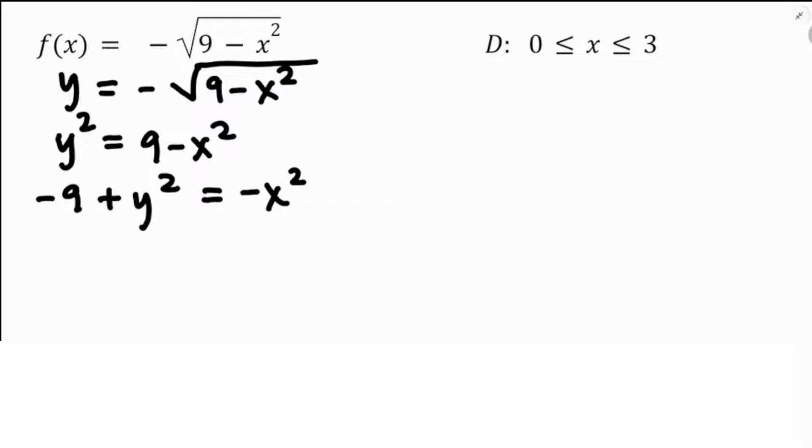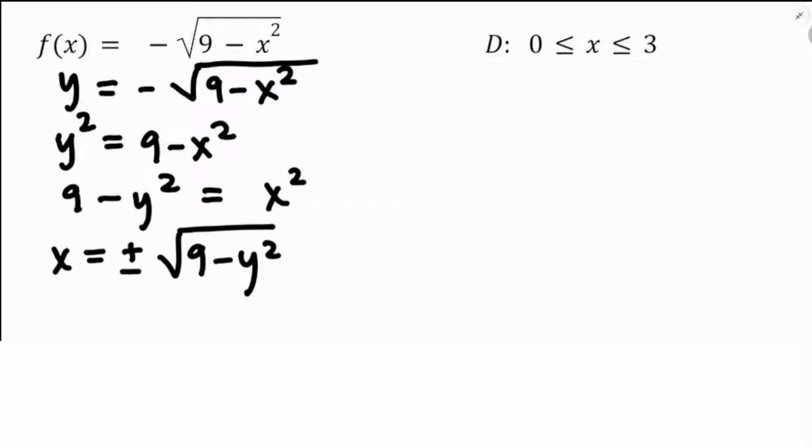So, what else was I thinking about this? Oh, I was going to make it positive x squared by multiplying this whole equation by negative 1. Yeah, there we go. And then I will take the square root of both sides, and I'll say x equals the positive or negative square root of 9 minus y squared.